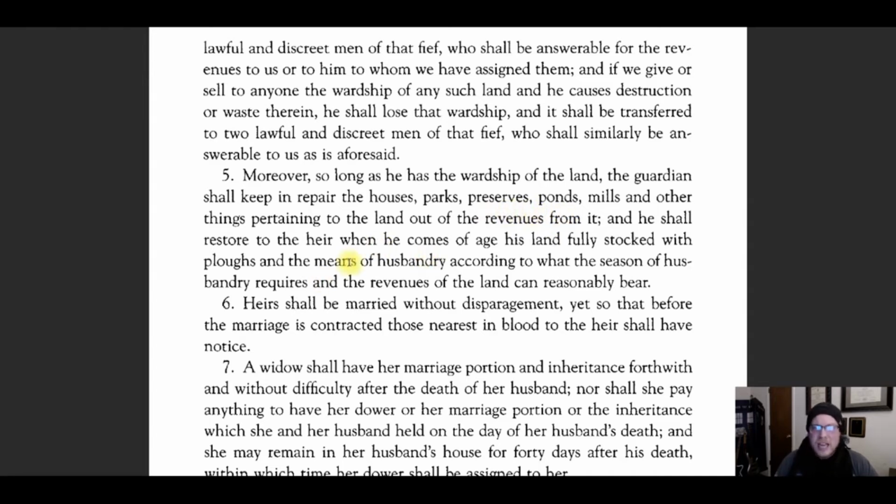What you're supposed to do if you're a landowner in England in 1215. "Heirs shall be married without disparagement, yet so that before the marriage is contracted, those nearest in blood to the heir shall have notice." Heirs to what? Heirs to the estate of landowners.